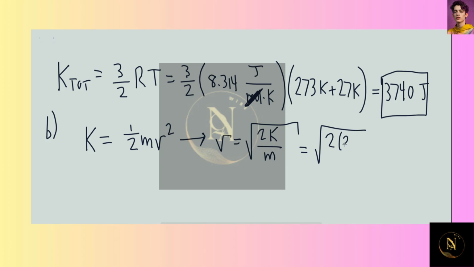We can plug everything in. It'd be 2 times 3740 joules over 65 kilograms for this average human. And we would end up with about 11 meters per second. And that's it.